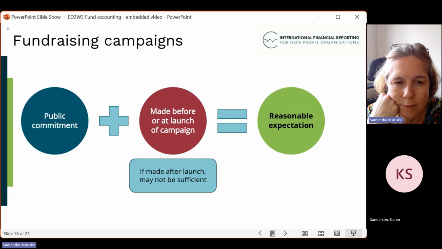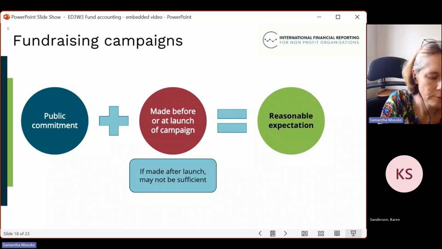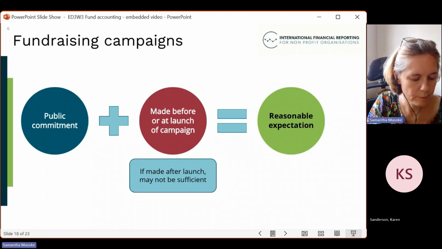Where an NPO makes an external public commitment about the use of resources raised through a specific fundraising campaign, at the time or before fundraising commences, the campaign must be tracked separately. This is because those responding to the campaign will expect the resources to be used for the specific purpose of the campaign. They would expect that these resources can be separately identified and tracked to give confidence that the funds are only used for this purpose. The external public commitment creates this reasonable expectation.